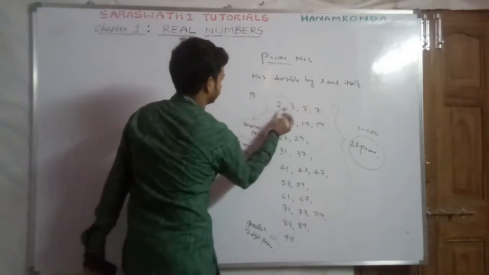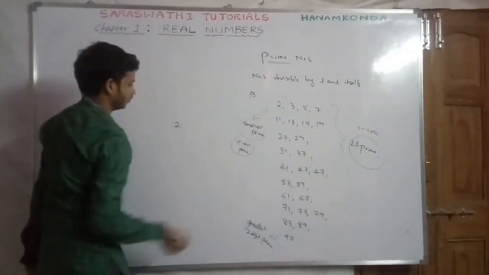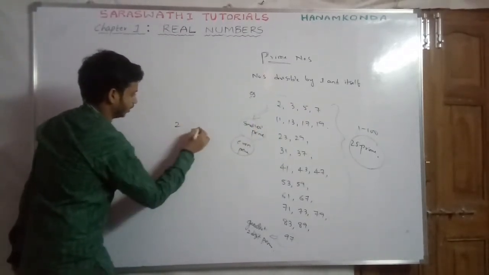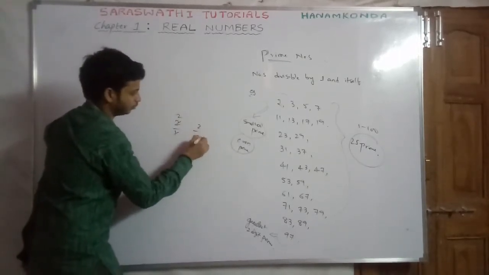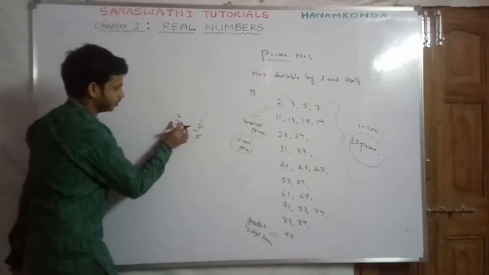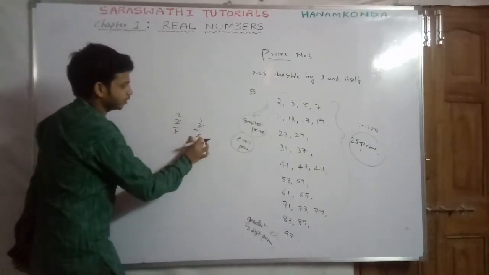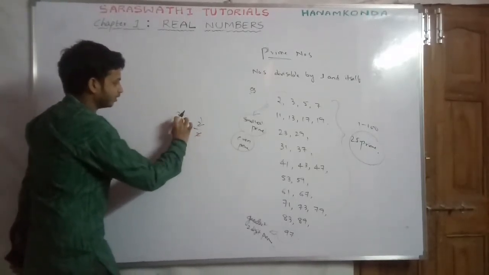So prime numbers are the numbers which are divisible by 1 and the number itself. So for example, if we take 2. Here 2 is divisible by 1 table: 1 2 is a 2, and 2 table: 2 1 is a 2. So this 2 is divisible by 1 and the number itself.